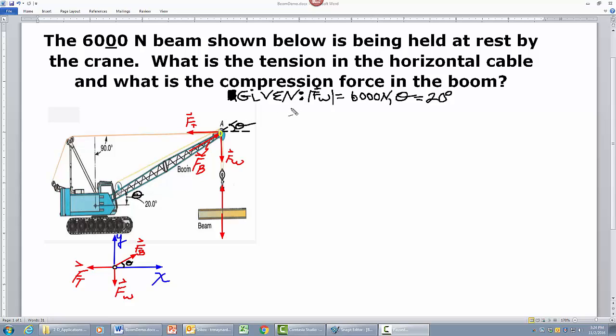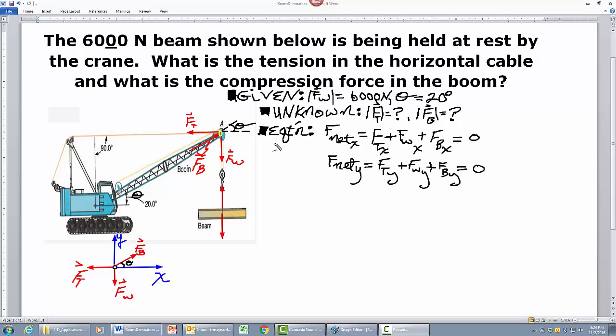The givens. We're given that the magnitude of the weight vector of the beam is 6,000 newtons. We draw a line at the point of concurrency of the three forces parallel to this line and extend the boom force vector. We see that this angle theta is the same as this angle theta, and that angle is 20 degrees. That gives us this angle theta in our force diagram. The unknowns. What are we looking for? We need the magnitude of the tension vector, F sub t, and we need the magnitude of the boom vector, F sub b.